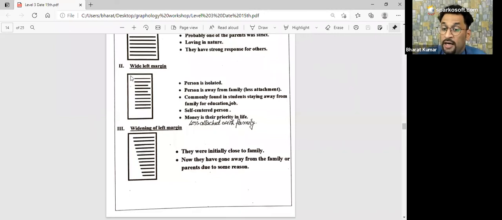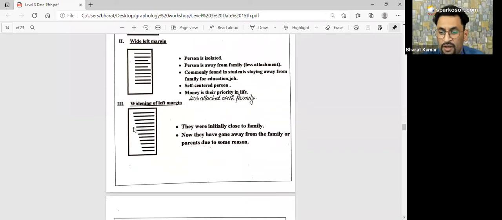The wide left is observed when someone is staying in a hostel, or staying outside for a job, living away from family. They are self-centered, introvert, and money is very important in their life. They are very less attached to the family.